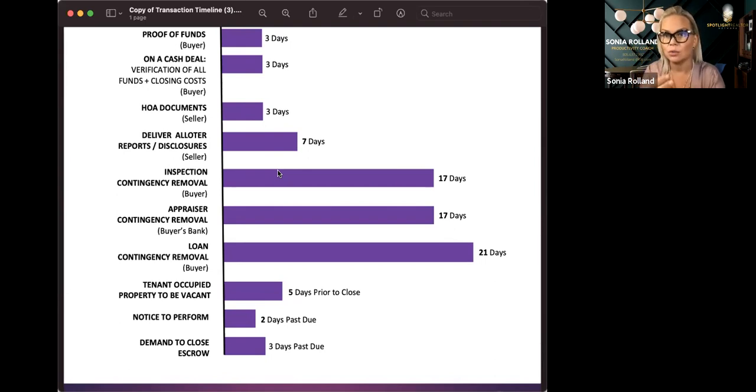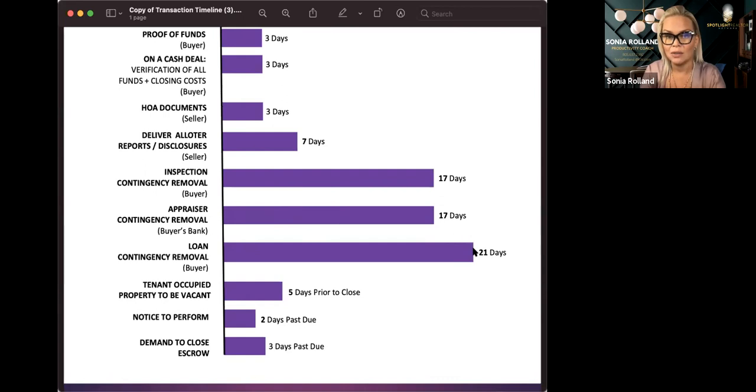Okay, in the offer, you've got 3 contingencies, right? Every single offer is written with these contingencies in it, and these are the days. So you have 17 days to remove inspection. That's normal days, so it's not business days, right? You have an appraisal due within 17 days for you to remove the contingency, and then you have a loan contingency removal within 21 days.